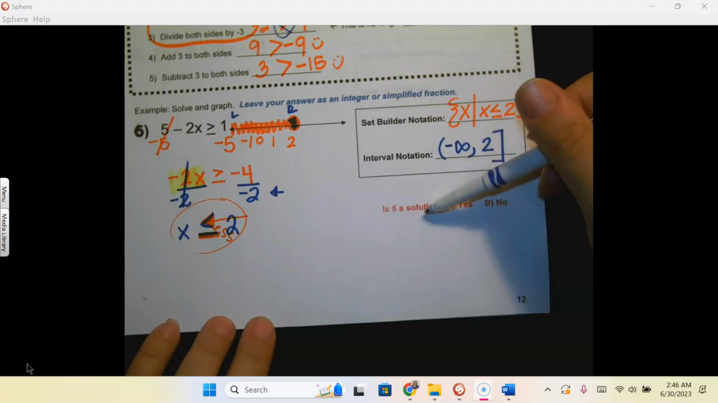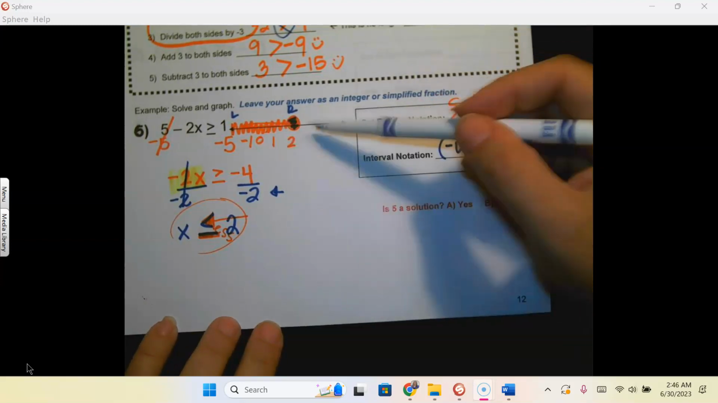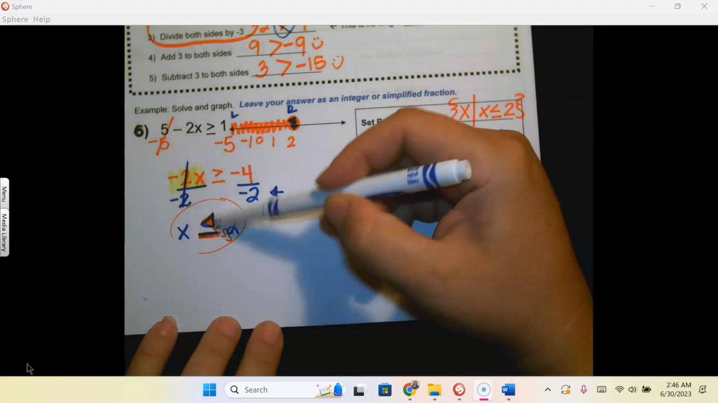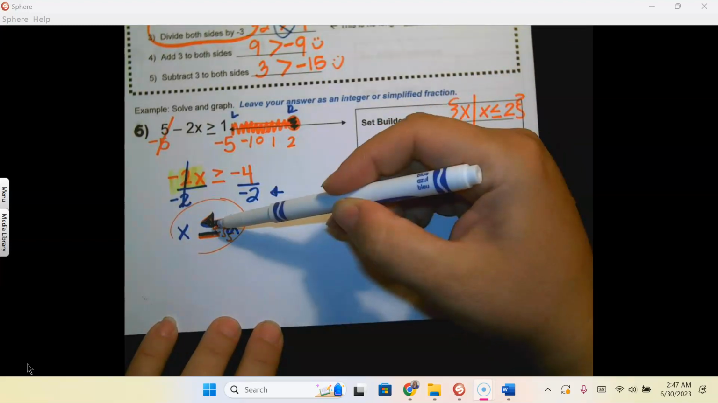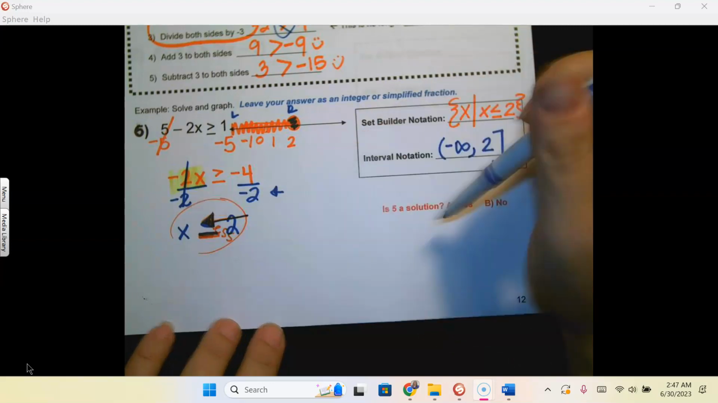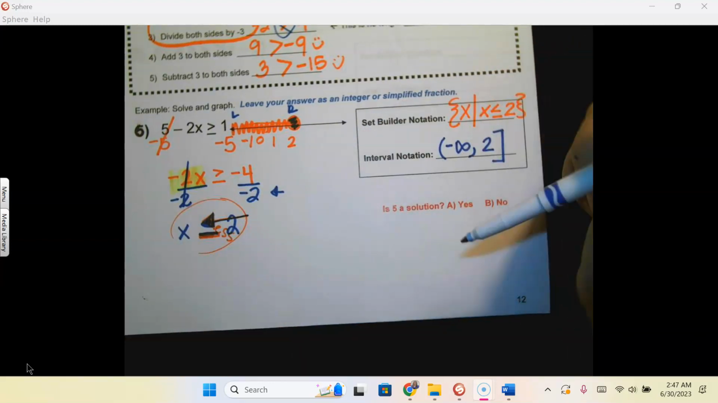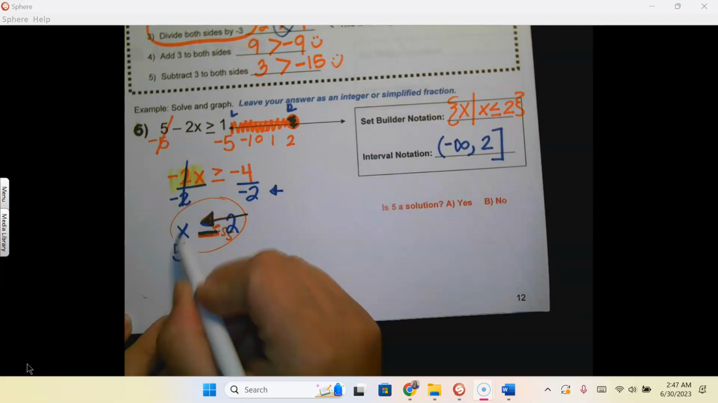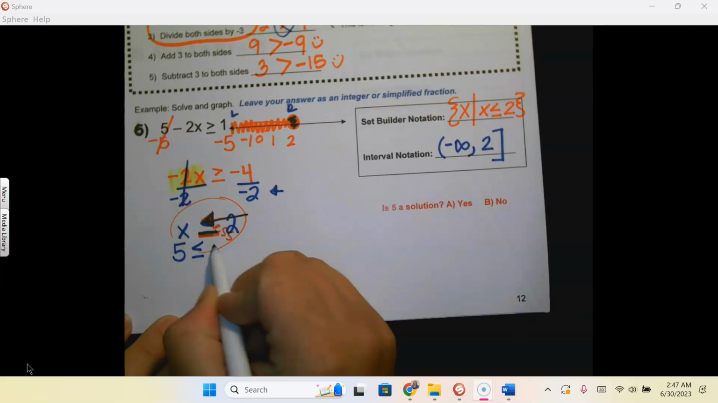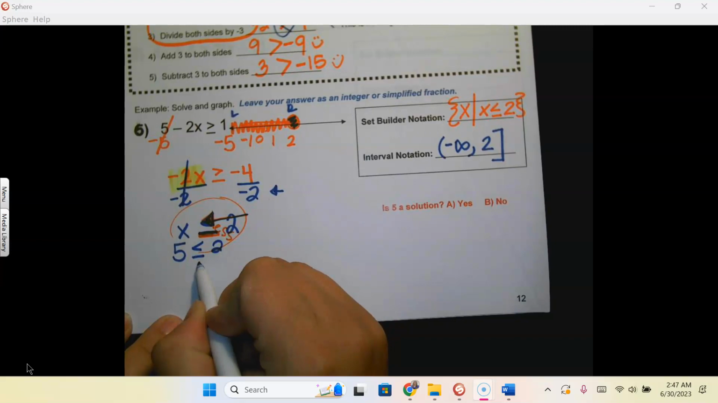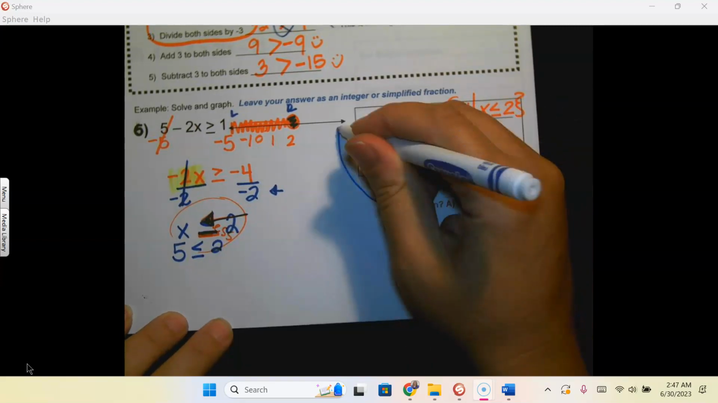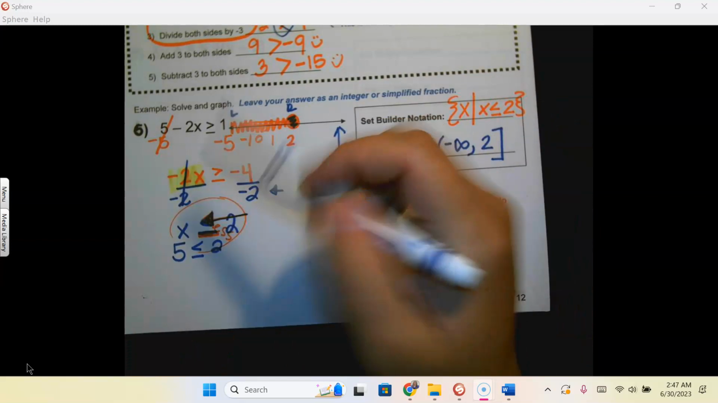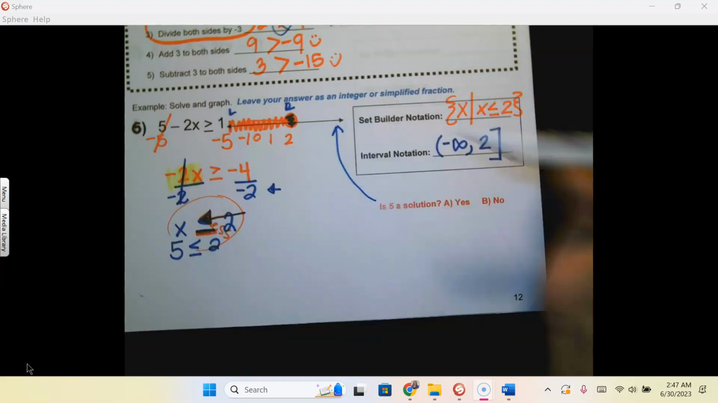Okay, and then just as a follow-up to make sure we understand what this is saying, it says, is 5 a solution? So to know what side of the graph to shade, you could follow the arrow like we had discussed here. You could read it or ask yourself, pick whatever number you want, so let's pretend it was 5, and ask yourself, is 5 less than or equal to 2? No. So 5 doesn't work here, so we know that that's not the side we shade.